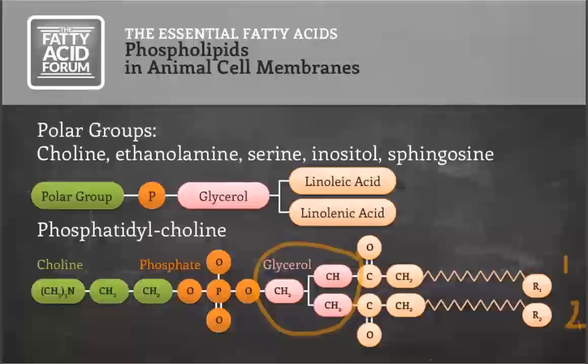A polar group is attached to the third carbon molecule of a glycerol by a phosphate bridge, which is indicated here in orange. And the polar group can be choline, it can be ethanolamine, serine, and inositol, or sphingosine, as listed here across the top. A phospholipid called phosphatidylcholine, as shown on the left, has choline as the polar group. If serine were the polar group, then the phospholipid would be called phosphatidylserine.